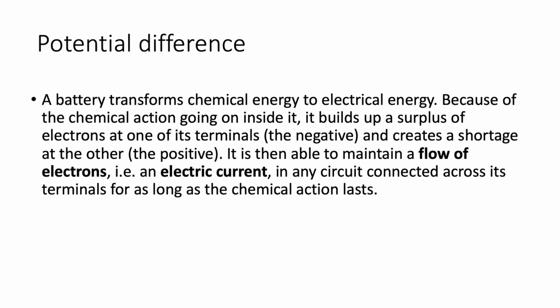So far we studied about electric current. Now let us study about potential difference. A battery transforms chemical energy to electrical energy. Because of the chemical action going on inside it, it builds up a surplus of electrons at one of its terminals, the negative terminal, and creates a shortage at the other end, the positive terminal. It is then able to maintain a flow of electrons, that is, an electric current, in any circuit connected across its terminals for as long as the chemical action lasts.